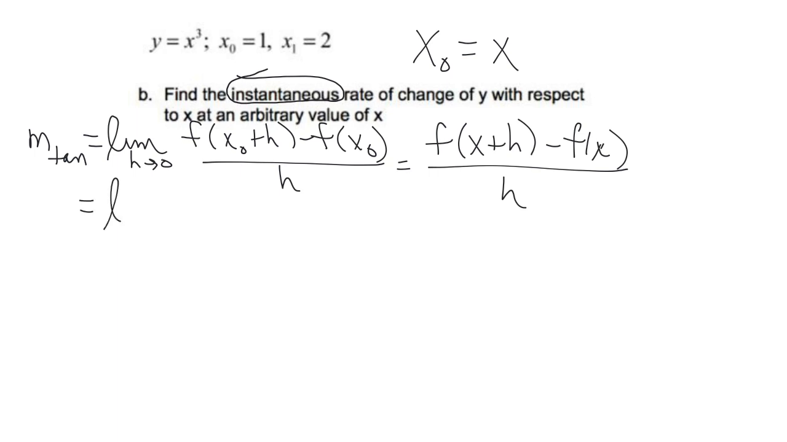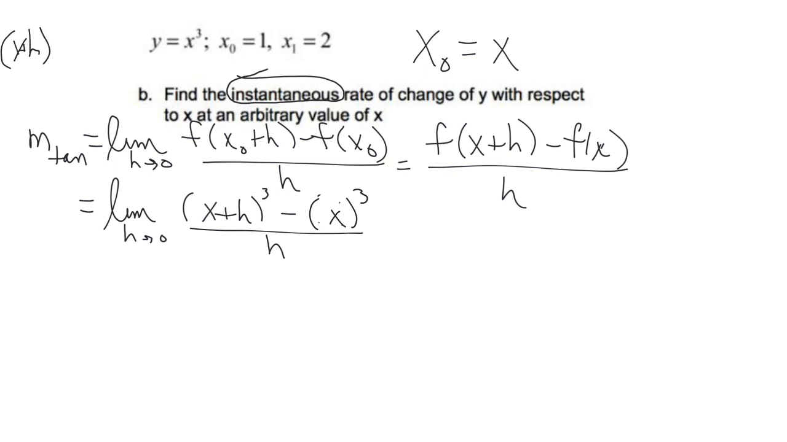Everywhere I see an x in the original problem, I'm going to plug in x plus h. So this is x plus h cubed. Then I subtract f of x, plugging x in everywhere I see an x, so this becomes x cubed, and this whole thing is over h. We know that x plus h quantity cubed means x plus h times x plus h times x plus h. I'm going to FOIL two of these, and I get x squared plus 2xh plus h squared. Then I'm going to double distribute this x plus h.